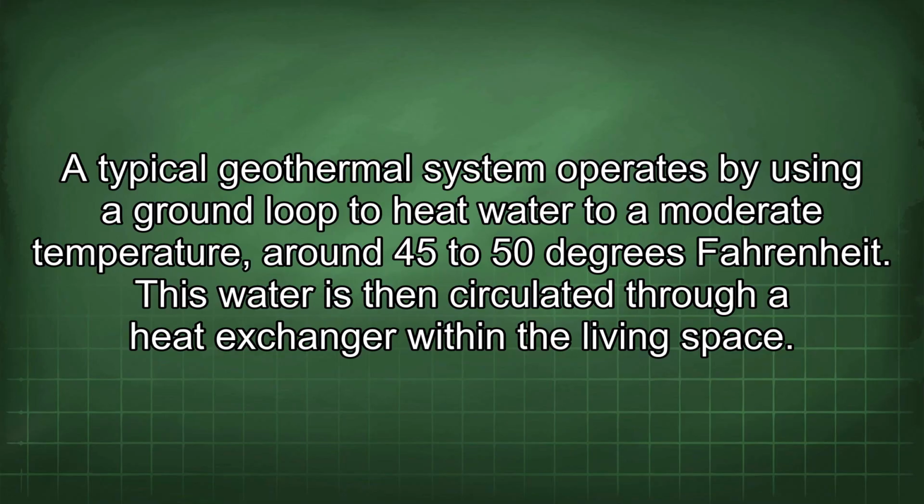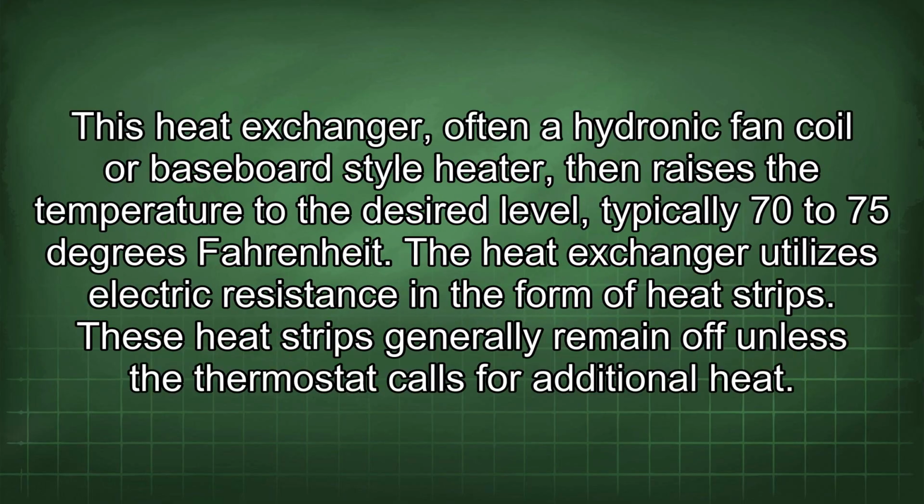A typical geothermal system operates by using a ground loop to heat water to a moderate temperature, around 45 to 50 degrees Fahrenheit. This water is then circulated through a heat exchanger within the living space. This heat exchanger, often a hydronic fan coil or baseboard-style heater, then raises the temperature to the desired level, typically 70 to 75 degrees Fahrenheit.